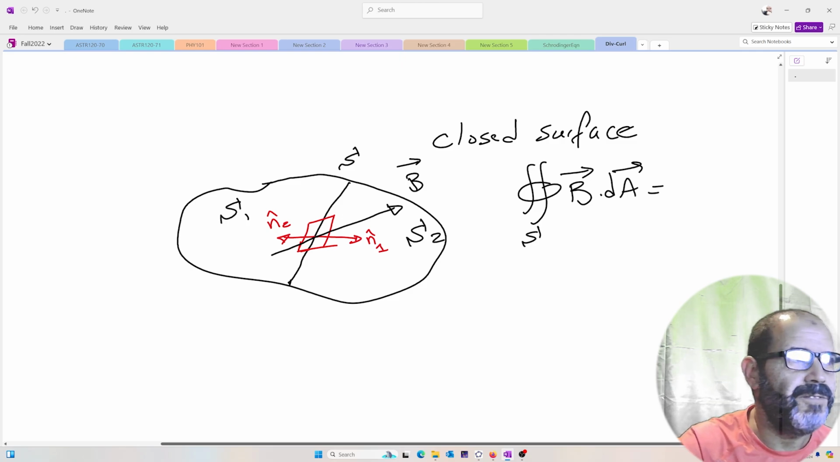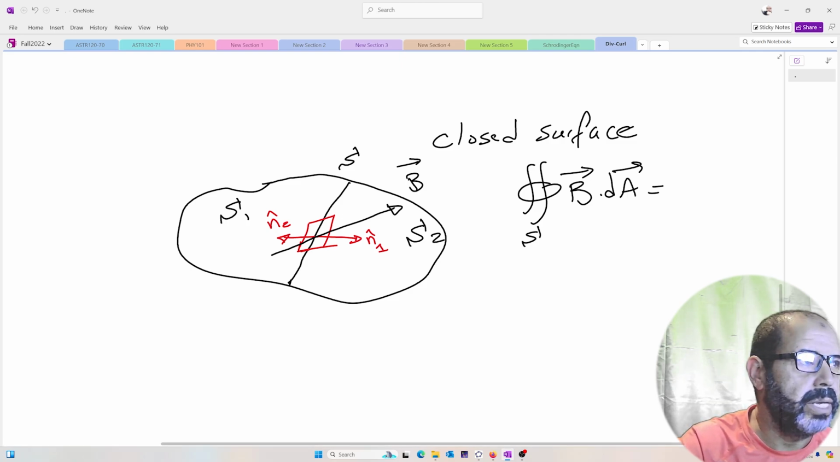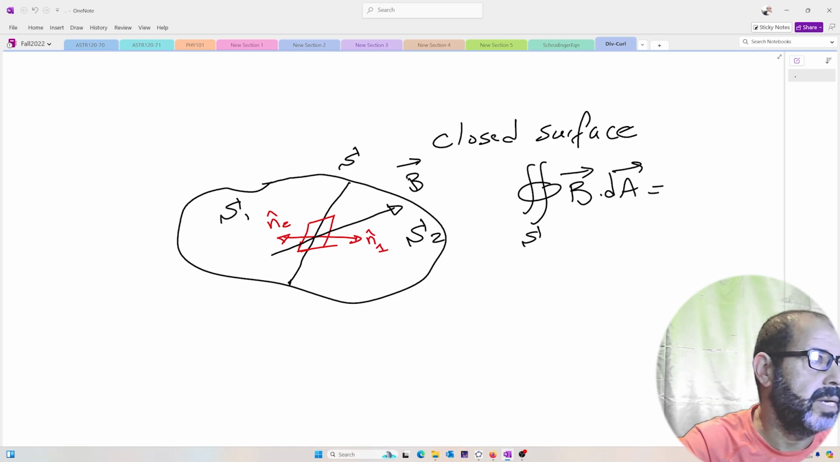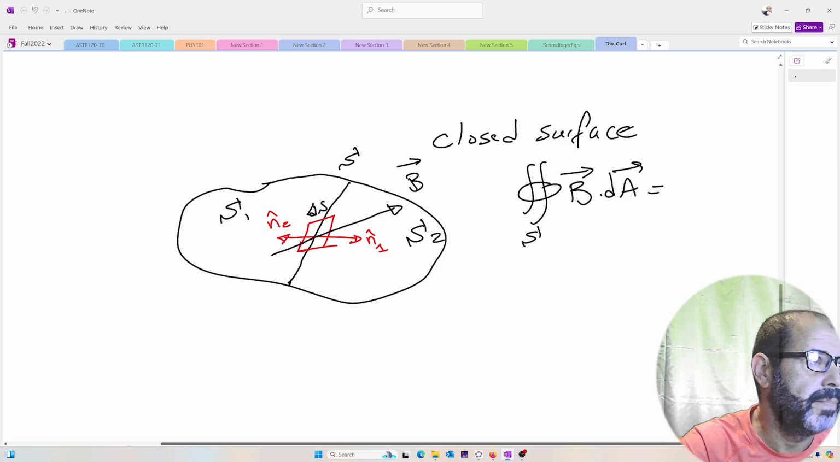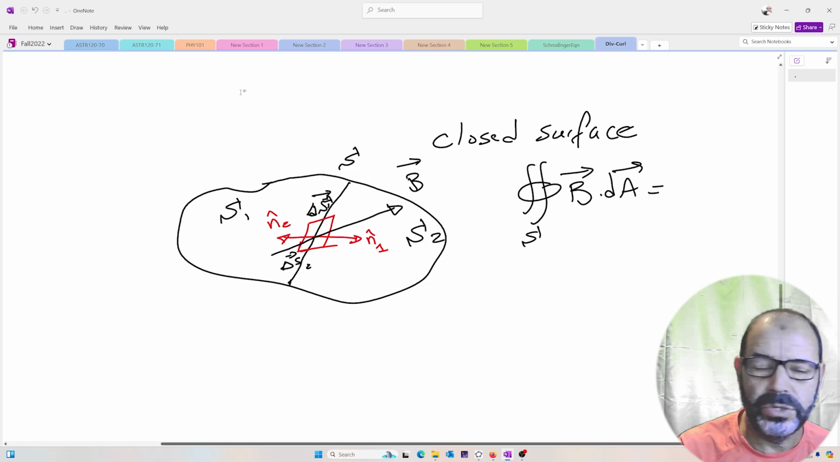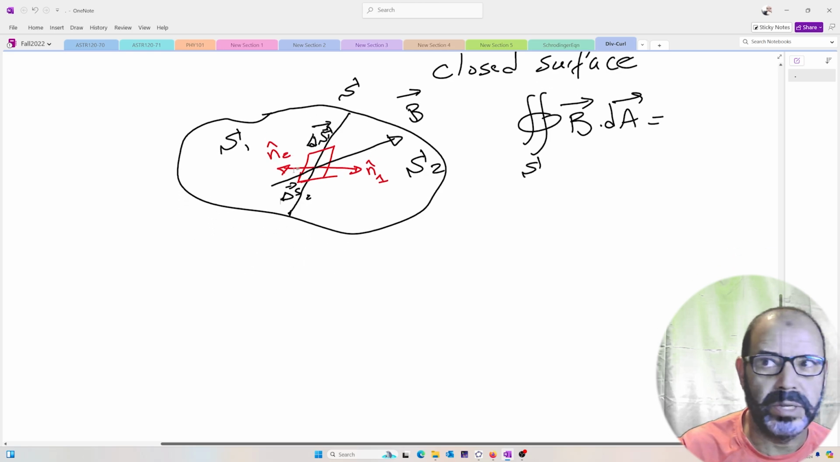Obviously, I'm trying to find what in the world is, so this area has a size delta S, okay? It can be infinitesimal if you like. Its orientation is n1 on this side, so this is delta S1, and on the other side, the other area is going to be delta S2, whose orientation is given by n2 hat. Those are unit vectors only.